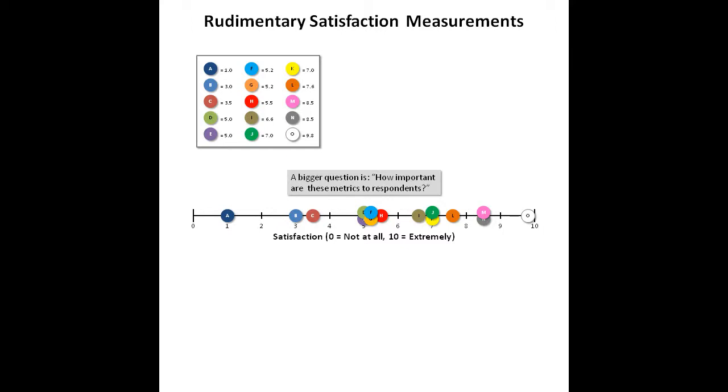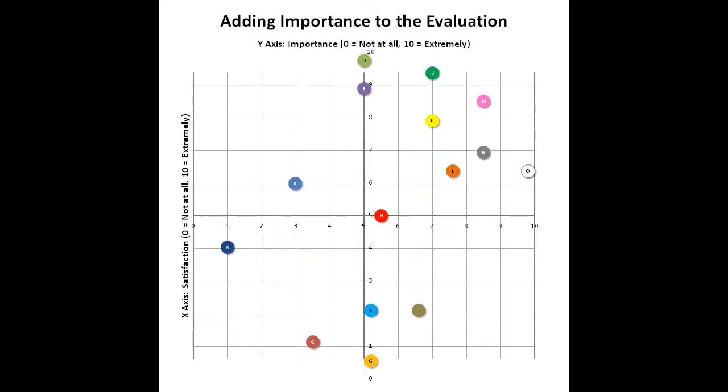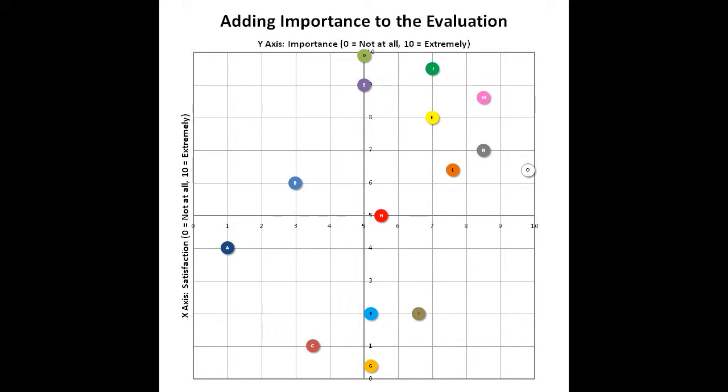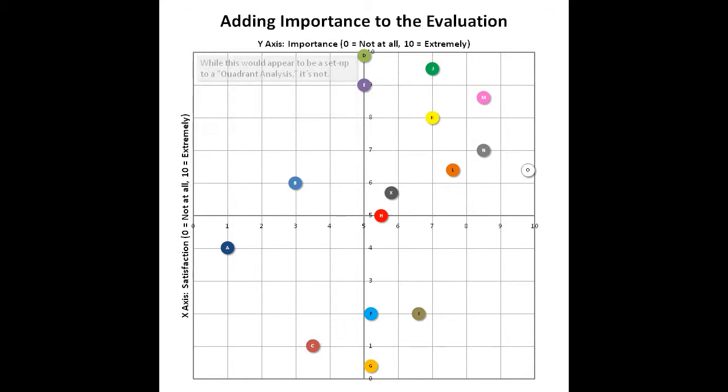But we have to ask ourselves, how important were these areas to the respondents? So let's add that to the equation. So now we have a new axis here, Y, which measures importance as well, which changes our analysis. The next thing we want to do is don't forget to get your overall importance and satisfaction measurement so that when we do analyses, we have some form of context versus the overall averages.